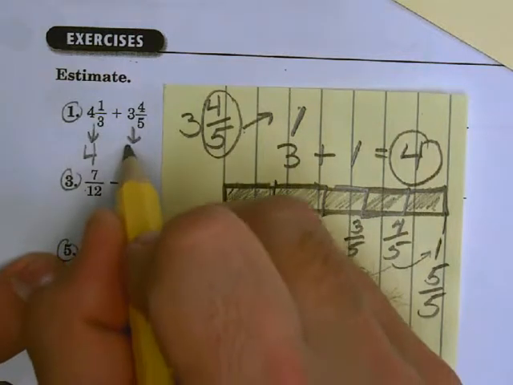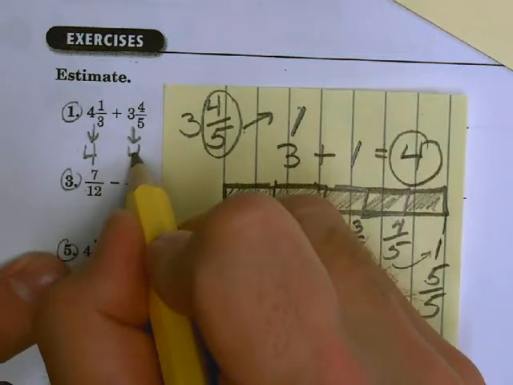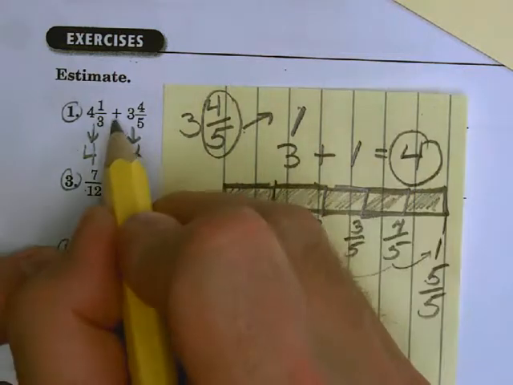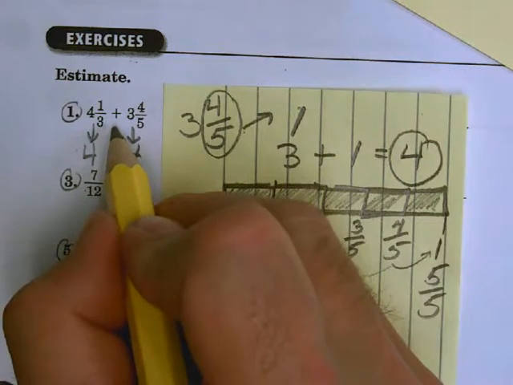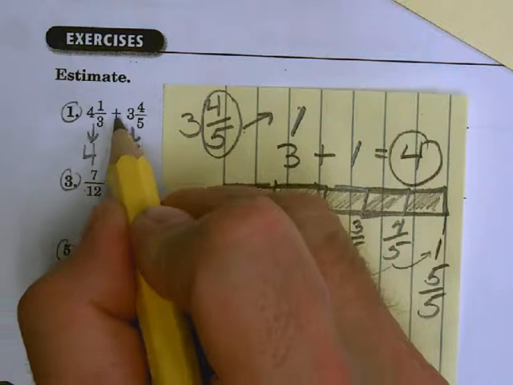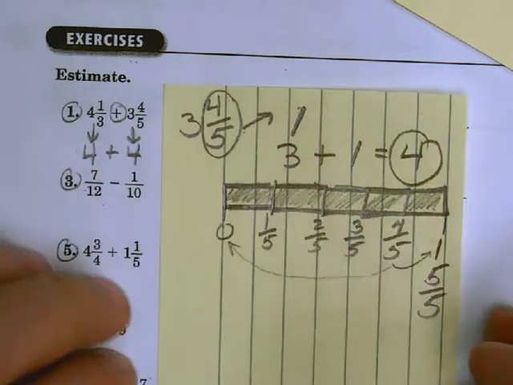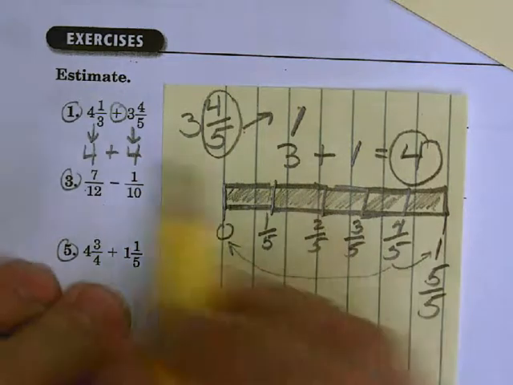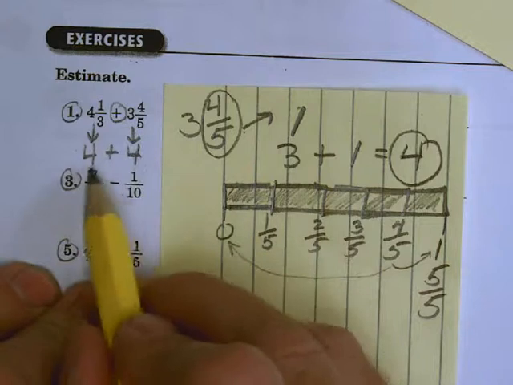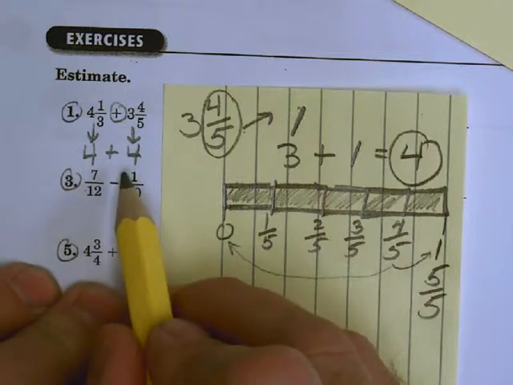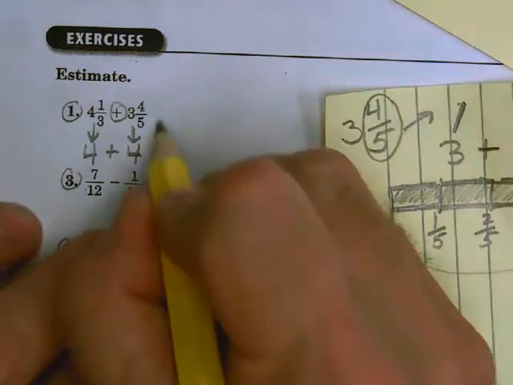Math brainiac. What sign are we using in the problem? Oh, and this is where you need to be careful. Addition. This particular one is addition. So you bring it down. What is 4 plus 4, folks? When you estimate 4 1/3 whole plus 3 4/5, the answer is 4 plus 4 is 8. So the answer is 8. That's a lot of work, isn't it?